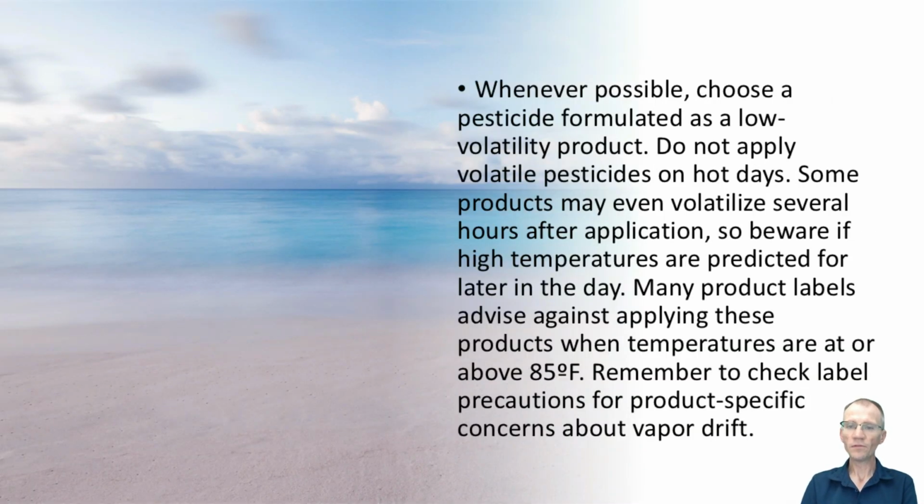As air temperatures increase, the likelihood that these pesticides will volatilize and drift also increases. Whenever possible, choose a pesticide formulated as a low volatility product. Do not apply volatile pesticides on hot days. Some products may even volatilize several hours after application, so be aware if high temperatures are predicted for later in the day. Many product labels advise against applying these products when temperatures are at or above 85 degrees Fahrenheit. Remember to check the label precautions for product-specific concerns about vapor drift.